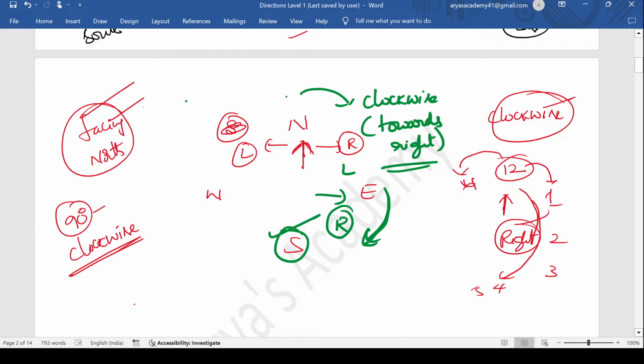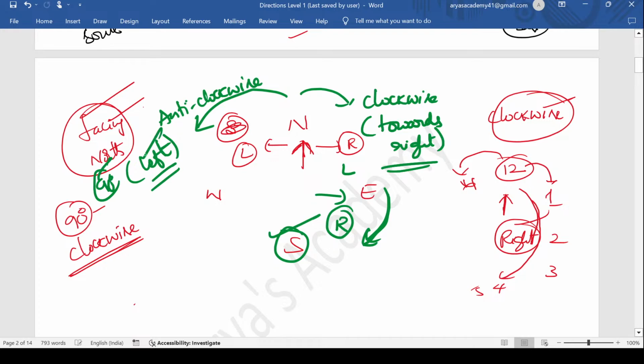Suppose if I rotate in the reverse, exactly opposite direction, that is known as anti-clockwise. So what is anti-clockwise? You will rotate in the direction exactly opposite to the clock's rotational direction. So that is, you will move towards your left. Suppose if I ask you turn 90 degrees anti-clockwise, it means you have to turn 90 degrees towards the left from which direction you are facing.